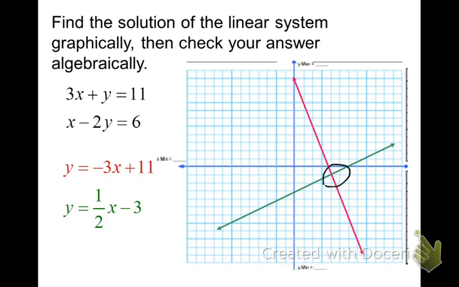So we take a look at that point, and then we say, okay, what does that point look like? Well, to me, that point looks like it's about x equals 1, 2, 3, 4, and about y equals negative 1. So if I think that it's going to be at 4, negative 1, I can't stop right there and say, hey, that's the answer. I have to actually check it. So now checking it algebraically means plugging 4 in for x and negative 1 in for y to both of the equations.